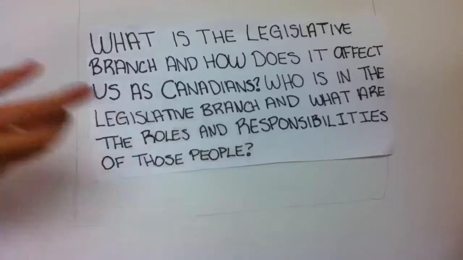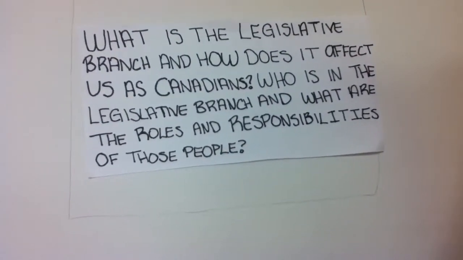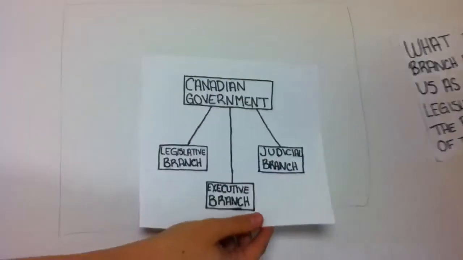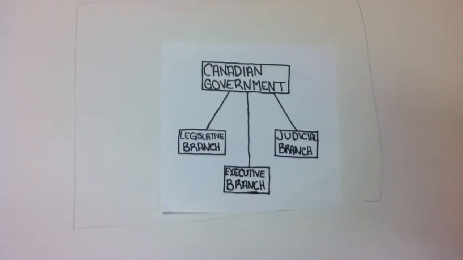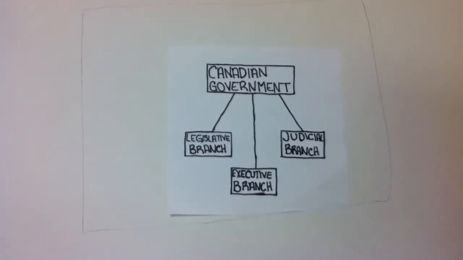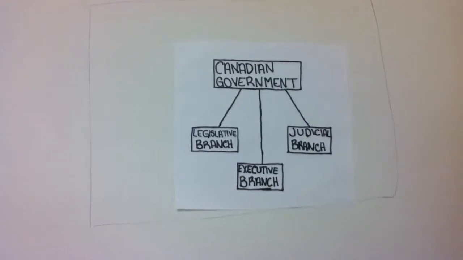What is the legislative branch and how does it affect us as Canadians? Who is in the legislative branch and what are the roles and responsibilities of those people? There are three main branches in the federal Canadian government: the legislative branch, executive branch, and the judicial branch. Now let's take a closer look at the legislative branch.